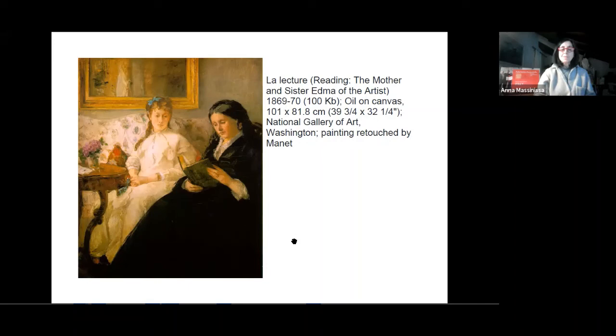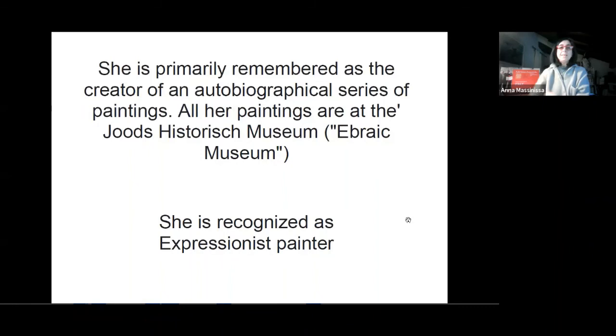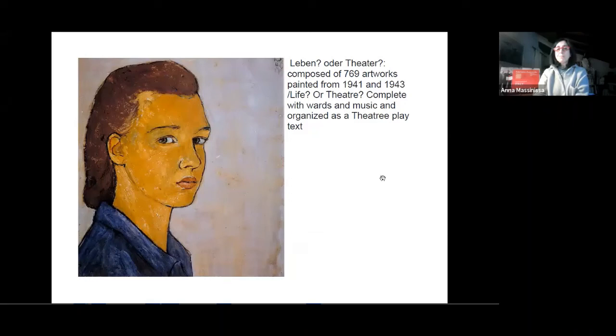This is another artist, and she's a recognized expressionist artist. She's Charlotte Salomon. She was born at the beginning of the 19th century in Germany, and she was Jewish, and she lived in Berlin. She's remembered as the creator of an autobiographical series of paintings, and this is all the artwork she did in her life, because later she was murdered by the Nazis against Jewish people, and she's recognized as an expressionist painter, and this is a self-portrait, and it is expression itself.